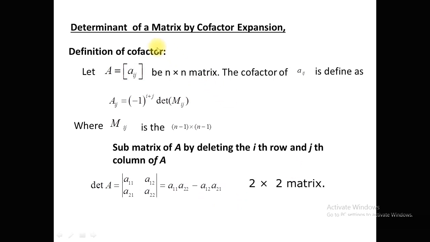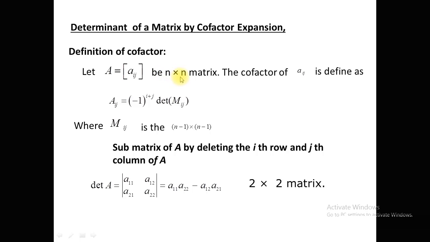Now we can find the determinant of a matrix by cofactor expansion also. First of all, I want to tell you about the cofactor expansion. Simple cofactor. Let A be a matrix with elements Aij. This is a square matrix.